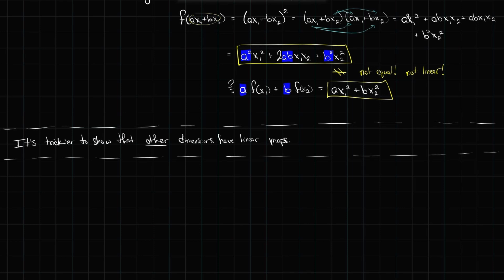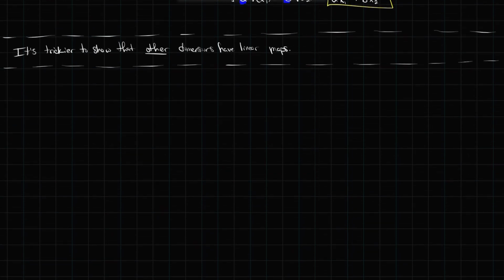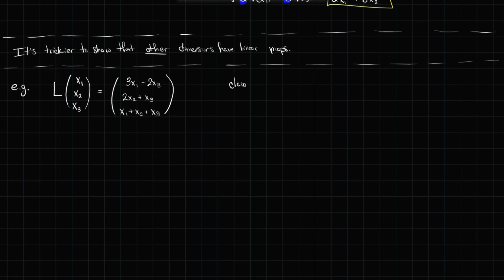Let's look at one example in 3 dimensions. I'll write out that L of x1, x2, x3, there's my 3-dimensional vector, is equal to 3x1 minus 2x3, 2x2 plus x3, and x1 plus x2 plus x3. I'm going to claim L is a linear map.